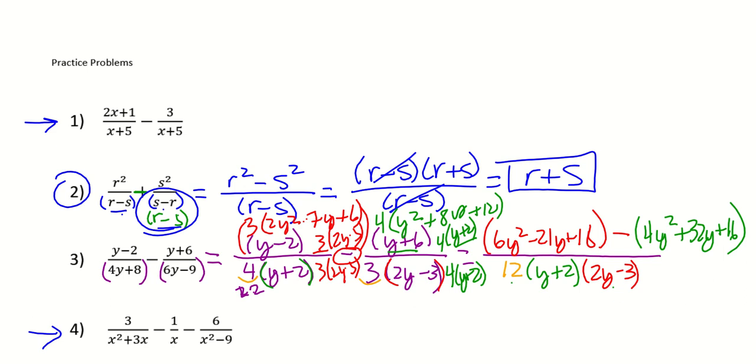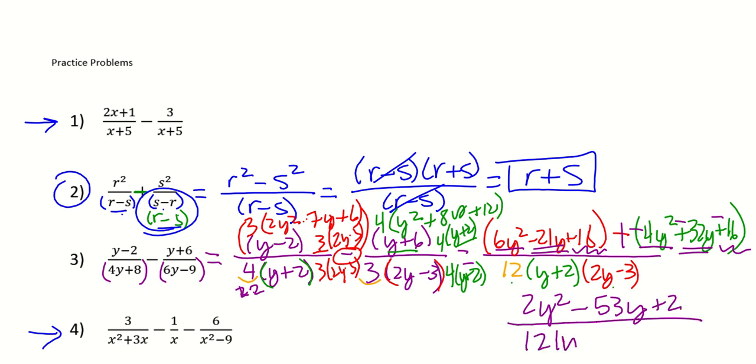Distributing my subtraction, so coming in here, changing this to plus, and then each of these signs change, and combining like terms, I get 6y squared minus 4y squared is 2y squared. Negative 21y minus 32y is minus 53y, and then plus 18 minus 16 is plus 2. And that is over 12 times y plus 2 times 2y minus 3. This numerator won't factor, so that is my final answer.